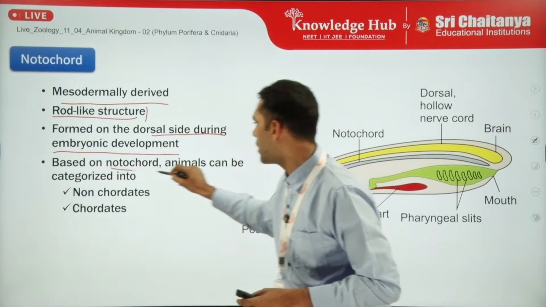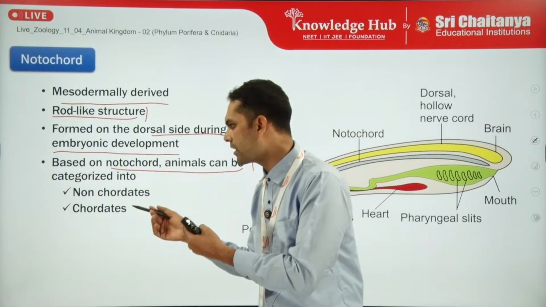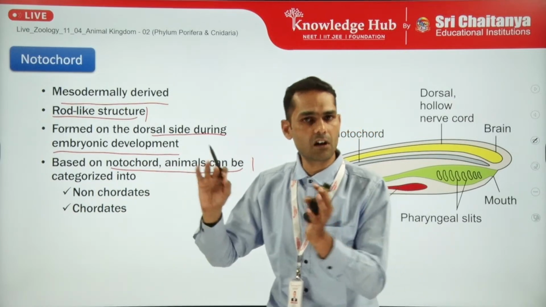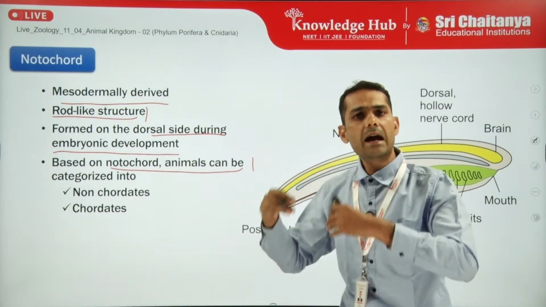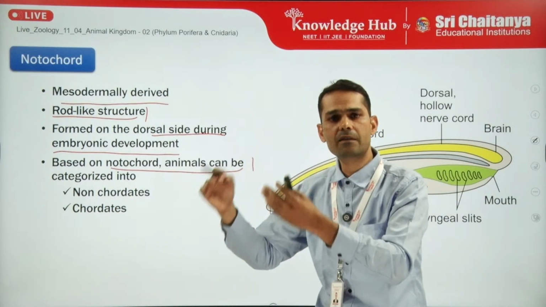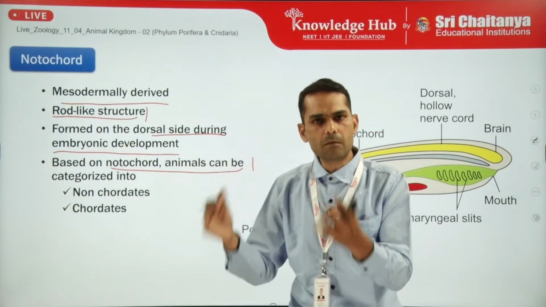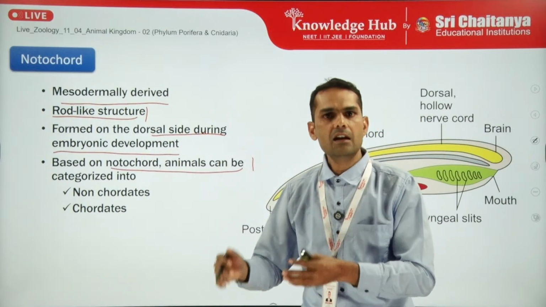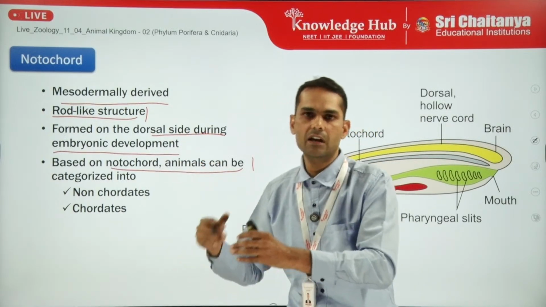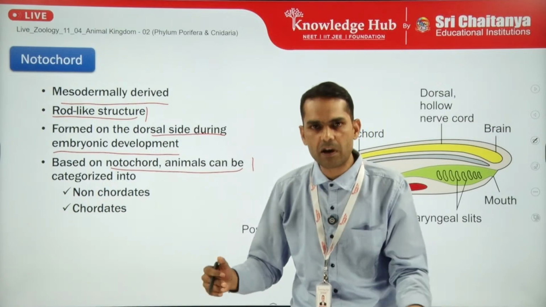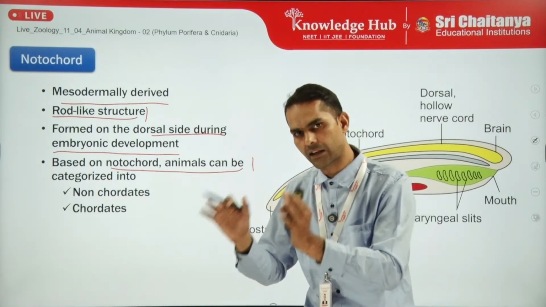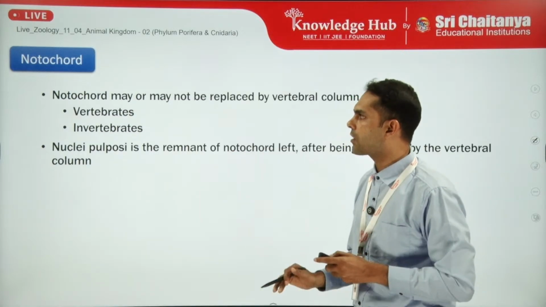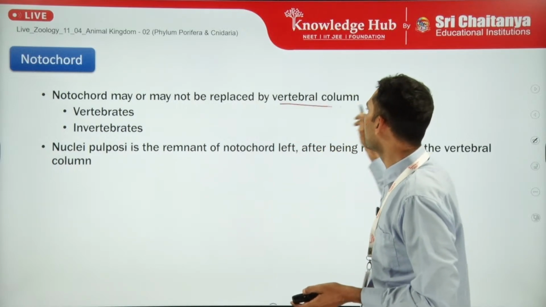Now based on the notochord, animals can be categorized into non-chordates, in which the notochord does not appear at any stage of life, and chordates, which have a notochord at some stage of life. Some chordates have the notochord throughout their life. In some, the notochord appears in the embryonic development, but later on gets replaced by the vertebral column. Those are also categorized in the chordate category only. So moving further, the notochord may or may not be replaced by the vertebral column.